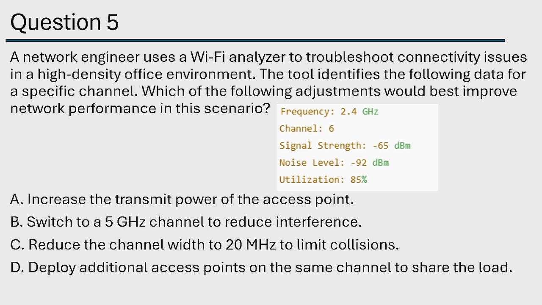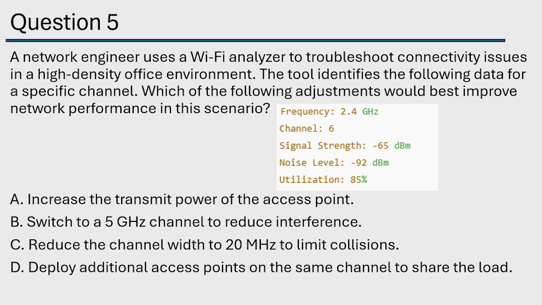Which of the following adjustments would best improve network performance in this scenario? We know that it's operating on 2.4 gigahertz. We know it's on channel 6. And if you remember in 2.4 gigahertz, we have 1, 6, and I believe it's 11, those can all have some really good singular channels without interference, without any type of overlay. So we'd have the maximum bandwidth, but that is not what we're referring to here. What we're referring to here is the Wi-Fi analyzer to troubleshoot connectivity issues in a high-density office. So not really what we're discussing here.